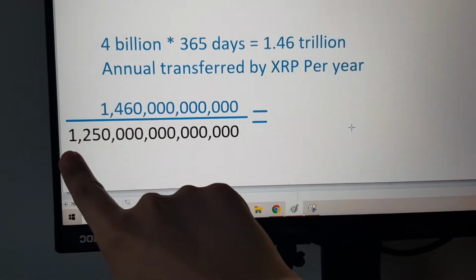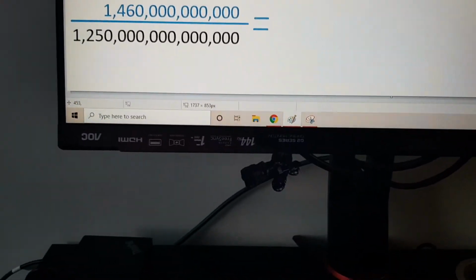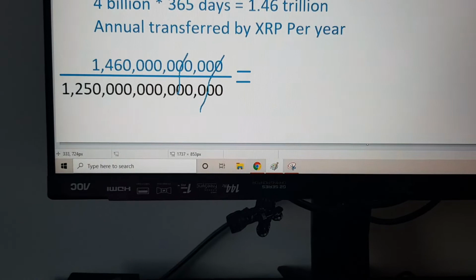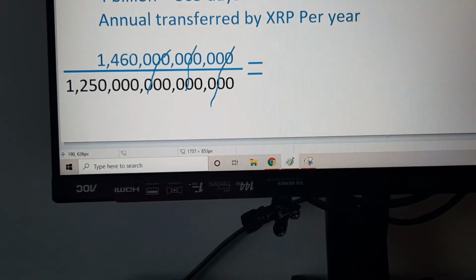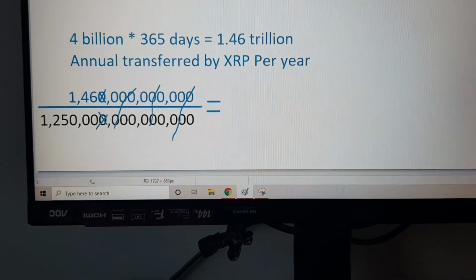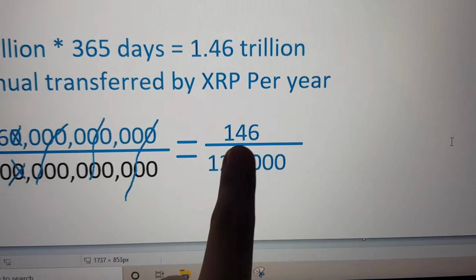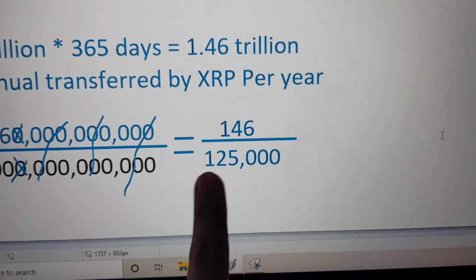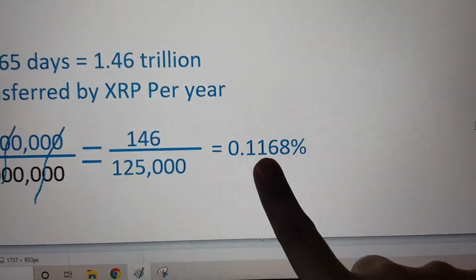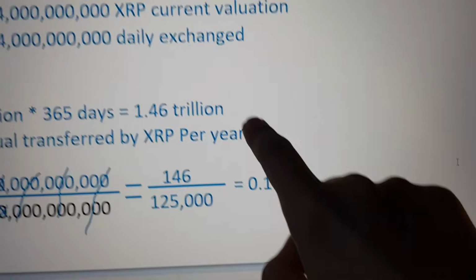1.46 trillion divided by 1.25 quadrillion equals, and let's do it the old school way by hand. So let's cross out these here. Let's cross out the next section, and let's cross out these last zeros that we have here. And let me just rewrite this and get rid of all of these extra zeros. So XRP currently accounts for 146 out of 125,000, which is 0.1168% of the entire Swift market.